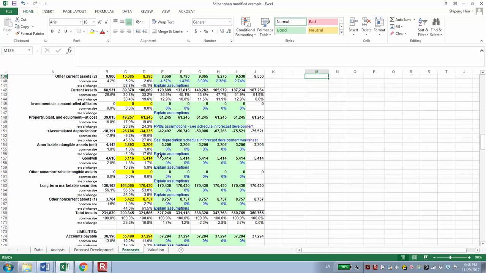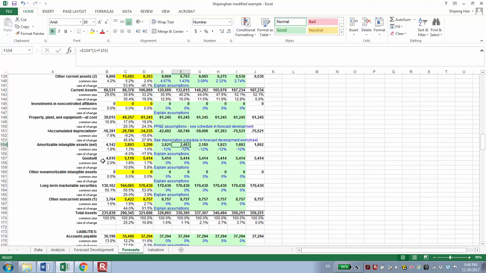And what I did is just use the average decreasing rate. It is about 12%. Okay, so 12%. Don't forget, it is a negative decrease, right? So the decrease is negative. Okay, so that's the forecast of amortizable intangible assets.